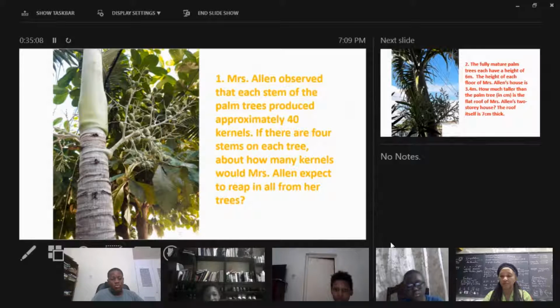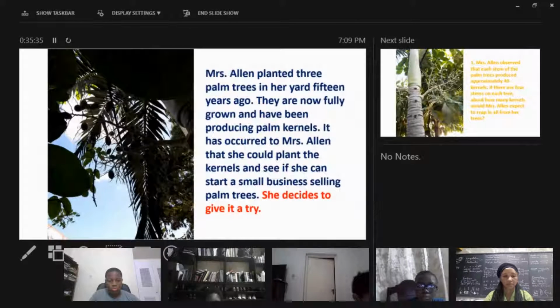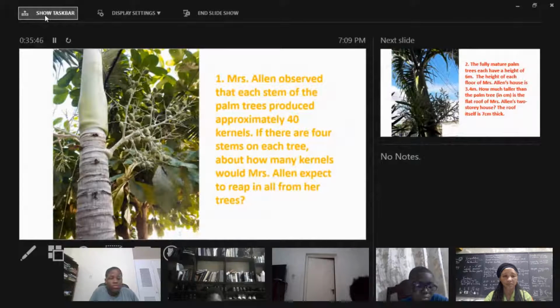Mrs. says if there are 4 stems on each tree, Miss. Oh, Miss, how many trees were there again? How many trees? Read what it says. Mrs. Allen planted 3. Okay, Miss. Sorry, wait.